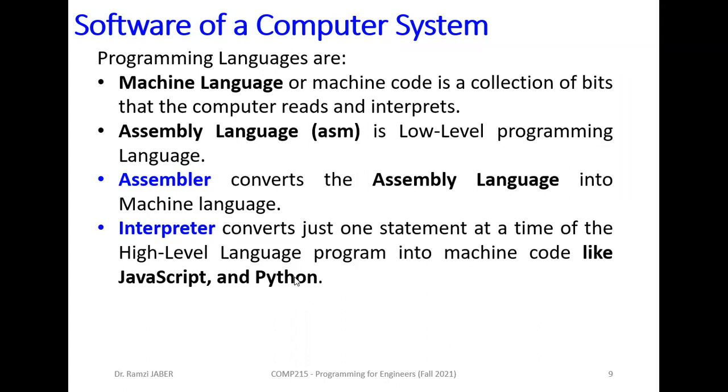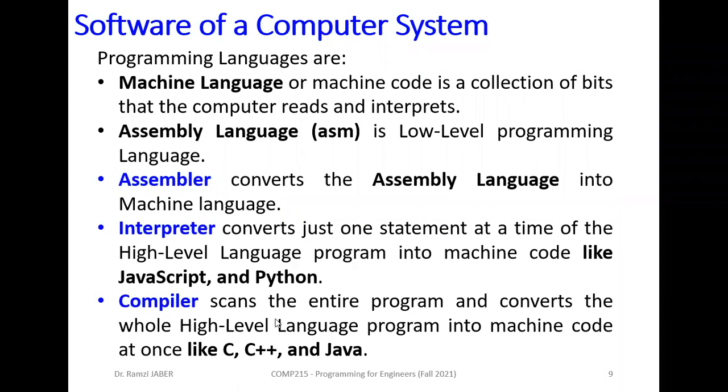The interpreter inside Python will convert one syntax by one syntax, one line by one line, statement by statement. If an error occurs, it will halt or pause for this line to be corrected. So it's slower for checking errors, slower than a compiler. And the compiler scans the entire program and converts the whole high-level language into machine code, like C, C++, and Java.